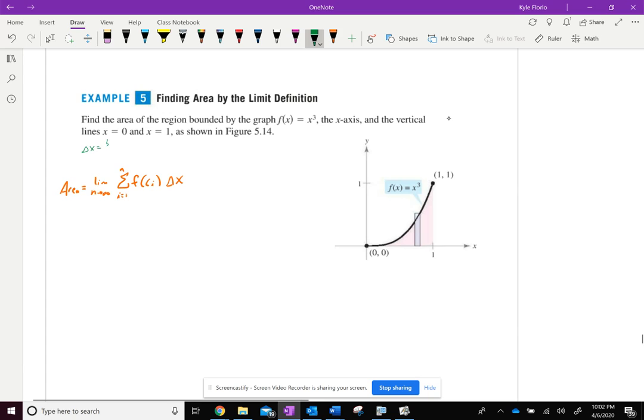Delta x is b minus a over n. So we're going from 0 to 1, so it's going to be 1 minus 0 over n, which is 1 over n. And I told you for ci, let's just use the general formula. I said it was a plus delta x times i. a is 0, so it's going to be 0 plus delta x. We said it's 1 over n times i, which is really just i over n. So here we go.